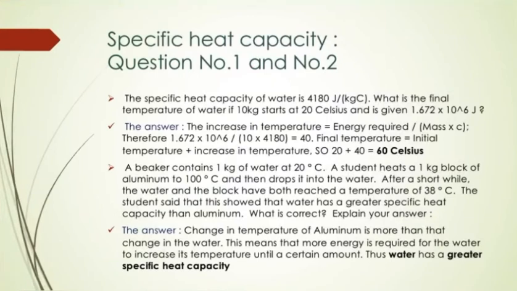So guys, in this question, we have to refer to the description, a simple introduction to specific heat capacity. Specific heat capacity, or in other words C, is the energy required to raise the temperature of 1 kilogram of a substance by 1 Celsius. Based on the information given, the change in temperature of aluminium is much more than the change of temperature in the water. This means that more energy is required for the water to increase its temperature by a certain amount. Thus, water has a greater specific heat capacity.